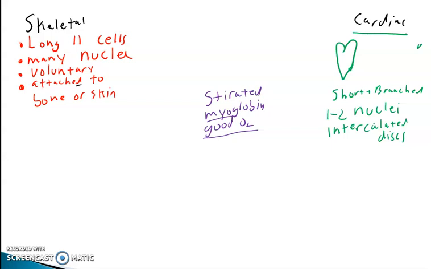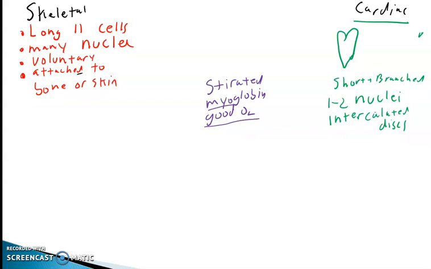That gap junction is going to be very important when you get to physiology, because calcium can actually move from one cell to the other cell, and it lets the heart contract all at once. And one more characteristic on that slide was it's striated.